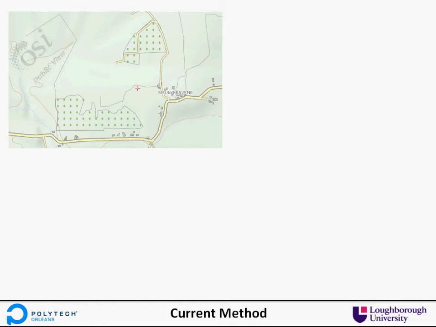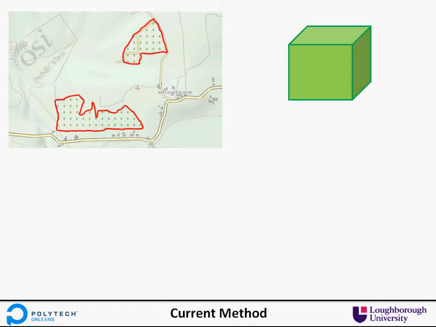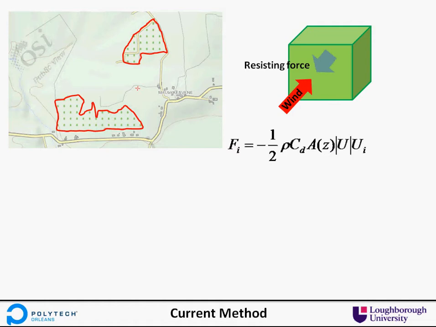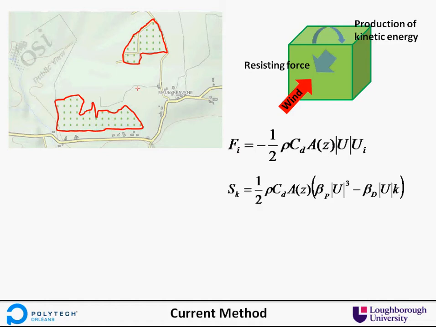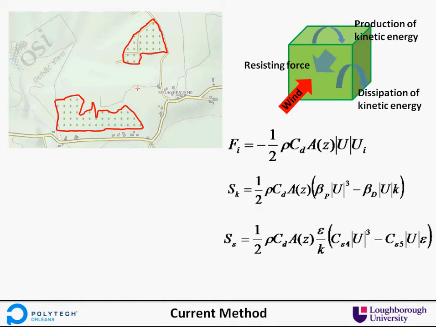So what we do is we'd isolate the areas of forestry and include this within the CFD as a porous subdomain. Now, as the wind moves into this porous subdomain, it's met by a resisting force acting in the opposite direction. And this is modeled in the RANS equations by including this term as a momentum sink. There's also going to be a production of kinetic energy inside the porous subdomain and a dissipation of kinetic energy. Now, these equations appear in different forms, but this is the form that we're using.